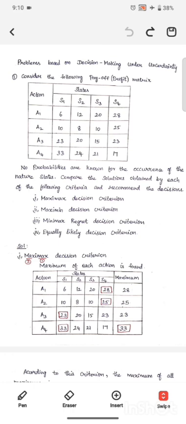So the numbers given here are positive, so it represents a profit for the particular state for a particular action. If it is indicated with a negative symbol, then it represents the losses for the particular action and for the state. So in this question, no probabilities are given. So we have to recommend a apt decision or possible decisions for the following criteria.